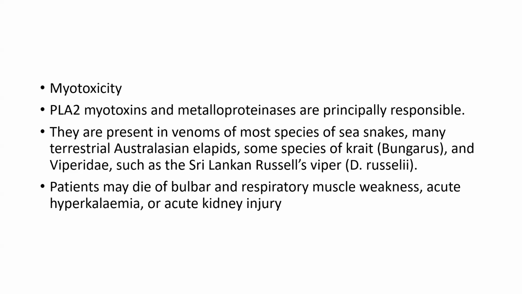Now the next is myotoxicity. Phospholipase, myotoxins, and metalloproteinases are principally responsible. They are present in the venoms of most species of sea snakes, many terrestrial Australian elapids, and some species of kraits and vipers, such as the Sri Lankan Russell's viper. Patients may die of bulbar and respiratory muscle weakness, acute hyperkalemia, and acute kidney injury.